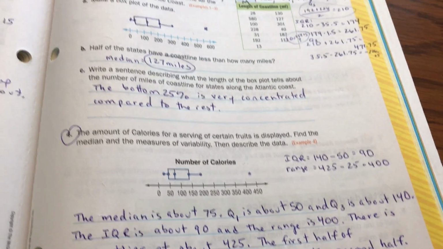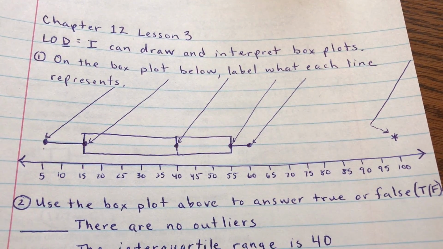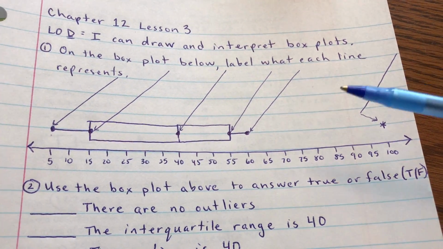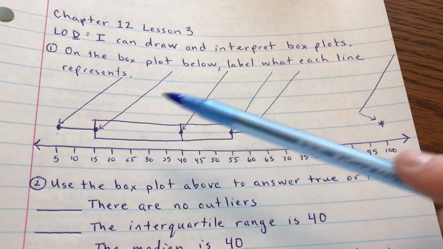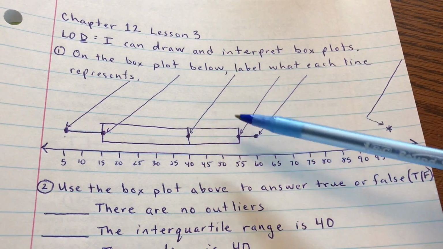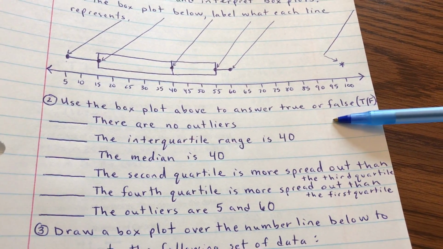Now it's time for the reflection. All right, so I can draw and interpret box plots. On this box plot, label what each part represents. So just put the label on the line right here. And then use the box plot above to answer true or false.